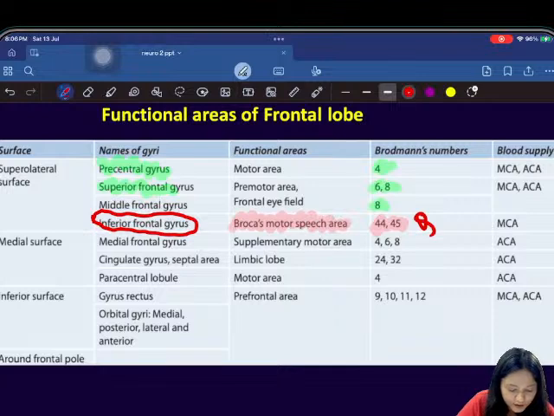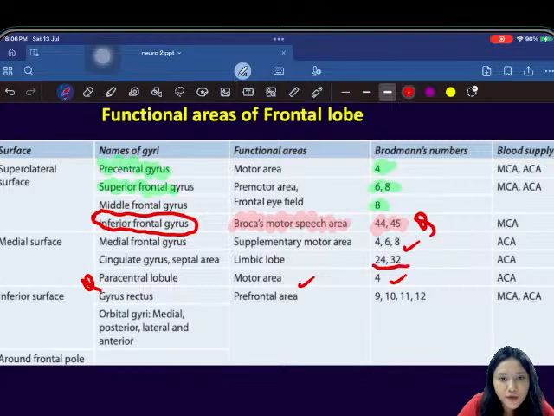Then if you see the medial surface as well, you have the medial frontal gyrus, you have the supplementary motor area, 6 and 8. Then again the paracentral lobule, very important, you will have the motor area number 4. In the cingulate gyrus you have area number 24 and 32. This corresponds to the limbic lobe, the cingulate gyrus.